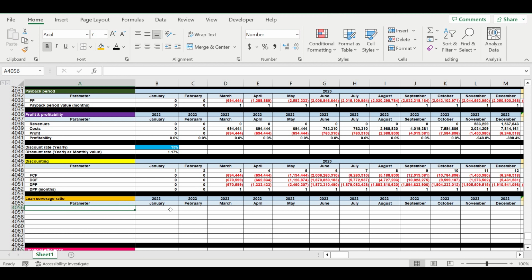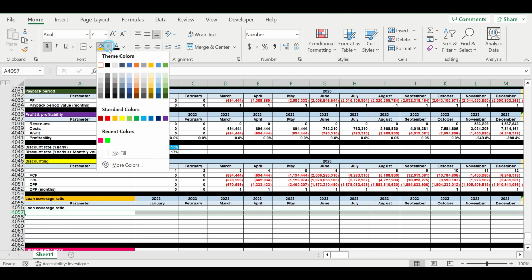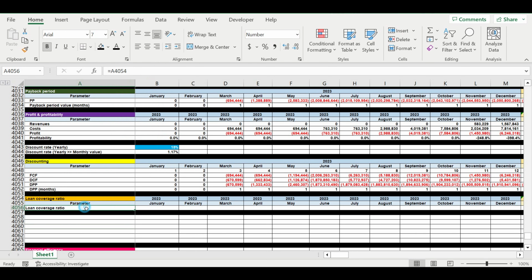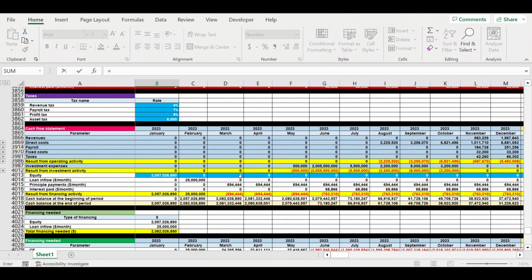So this will be the name of the parameter. And now the formula for this ratio will be: I will take the result from operating activity and divide it by the sum of principal payments and interest payments.